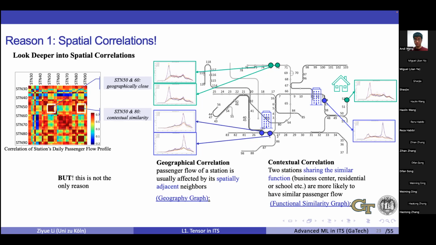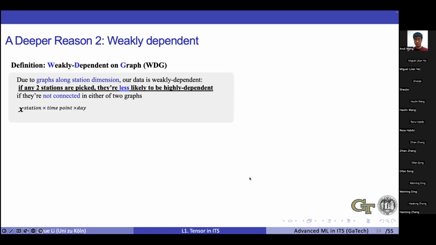But that's not the only reason. Another deeper reason is that, exactly because we have this graph on the station dimension, now our data is weakly dependent. So what do I mean by weakly dependent? It means that if any two stations are randomly picked, they are really less likely to be highly dependent if they are not connected in either of the graphs.